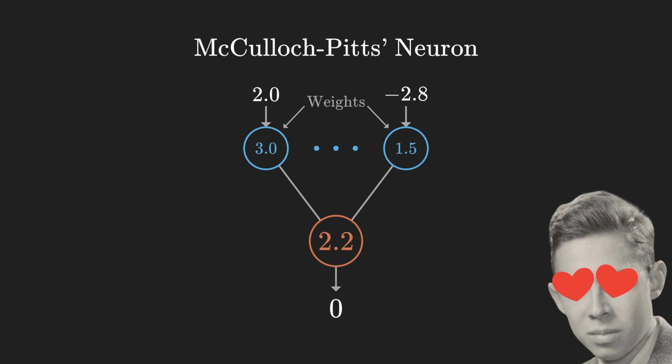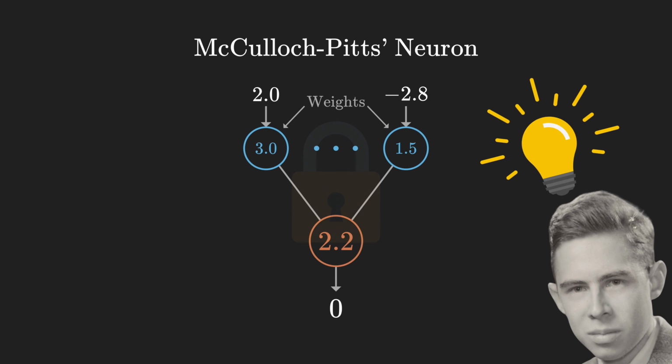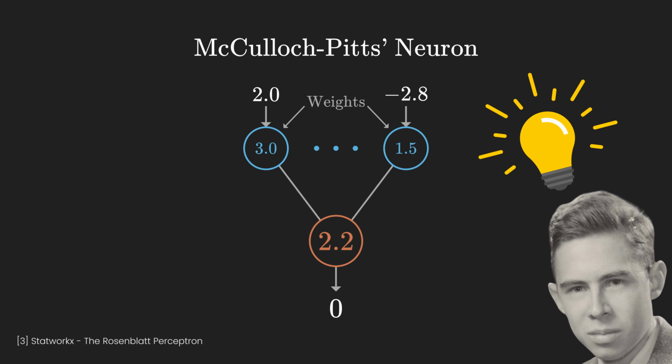Rosenblatt loved this concept, but it had the same problem as before. Once you built a neuron, it was fixed. You had to set the weights by hand for every single one, and that meant creating an entire custom computer. But Rosenblatt had an idea. Instead of manually setting every weight, what if the machine could adjust them by itself?